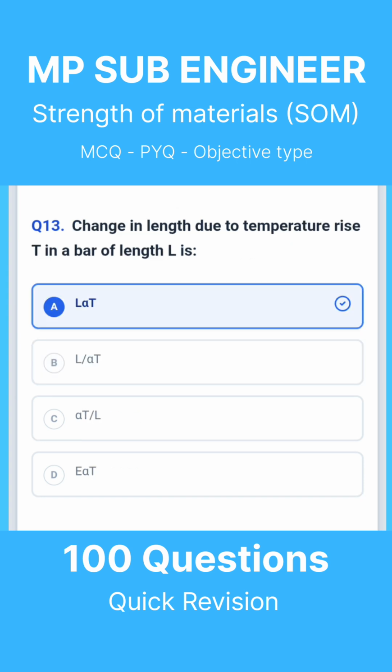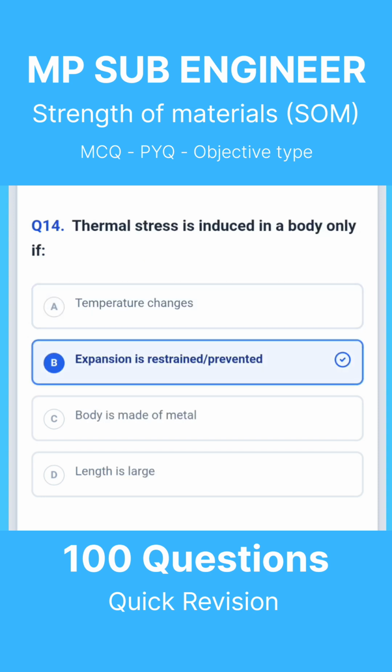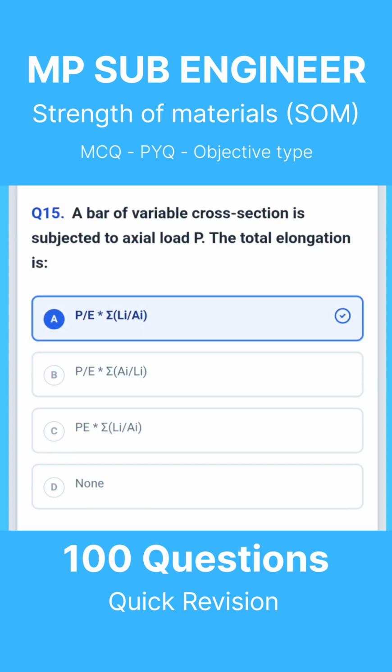Question 13. Change in length due to temperature rise T in a bar of length L is. The correct answer is L α T. Question 14. Thermal stress is induced in a body only if. The correct answer is expansion is restrained or prevented. Question 15. A bar of variable cross-section is subjected to axial load P. The total elongation is. The correct answer is P divided by E, times the sum of Li divided by Ai.